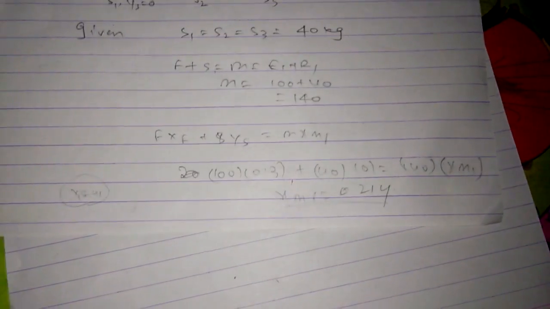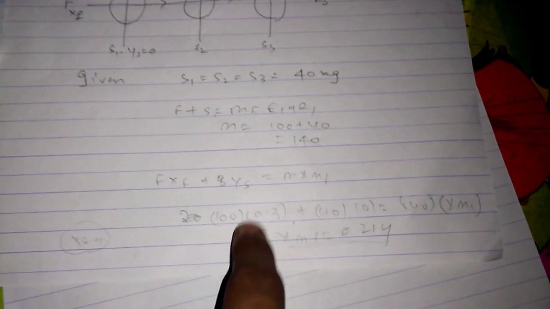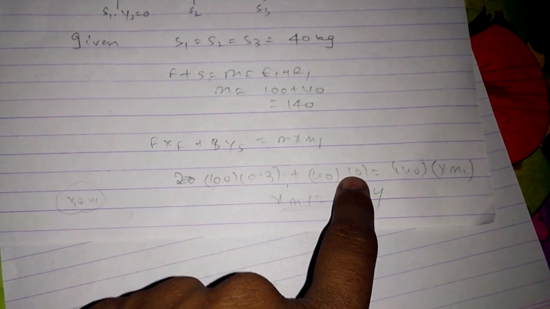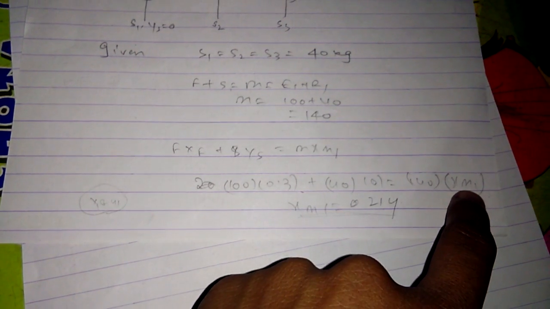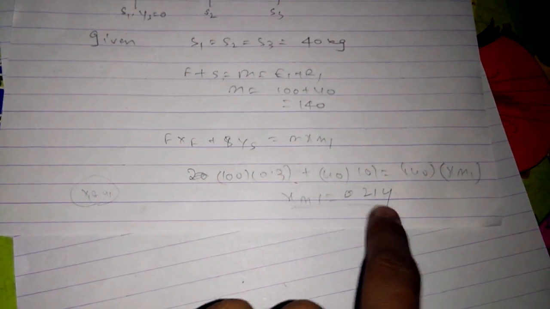So I'll be continuing from the last stage. I substituted F as 100, x as 0.3, S as 40 and y as 0. That is equal, because it is a pure solid, to M, which I got as M equal to 140 and xm1. By solving this equation I will get xm1 equal to 0.214.